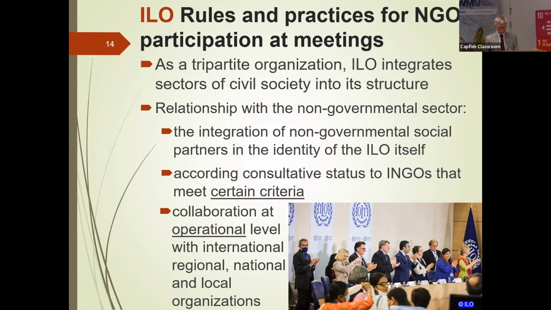The ILO relationship with the non-governmental sector can be summarized as follows. 1. The integration of non-governmental social partners in the identity of the organization itself. 2. According consultative status to non-governmental international organizations that meet certain criteria. That is similar to FAO. 3. Collaboration at the operational level with a variety of international, regional, national, and local organizations. Therefore, the role of NGOs in international negotiations at ILO is accomplished through the workers and employers organizations in addition to the member governments.